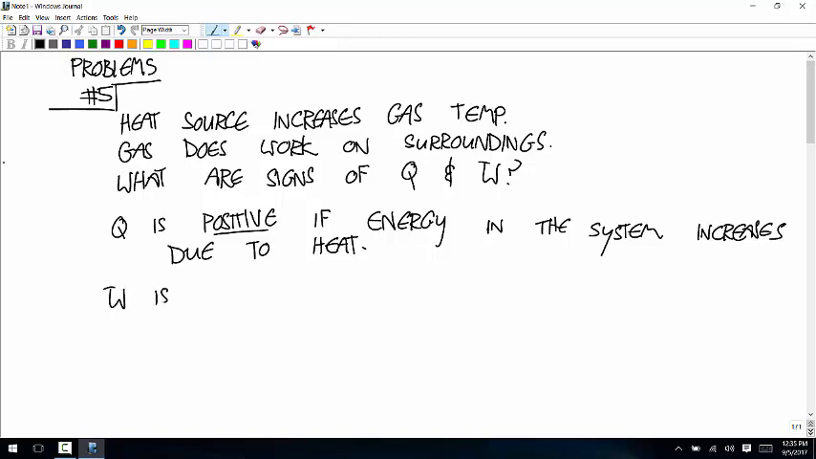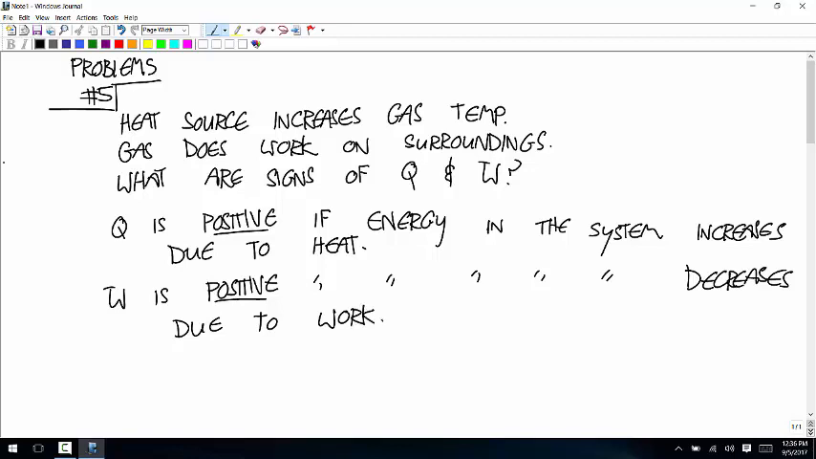And W is positive if energy in the system decreases due to work. So that's what I was saying, that in a heat engine, Q and W are positive. It's because of this sign convention. You can think of it as being defined by what happens in a heat engine. I don't know if this is really where it came from, but I wouldn't be surprised if it was.